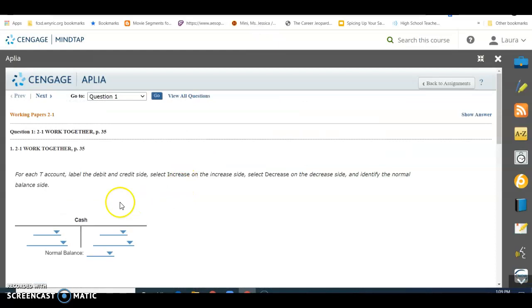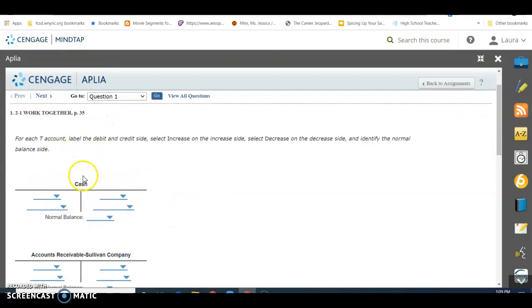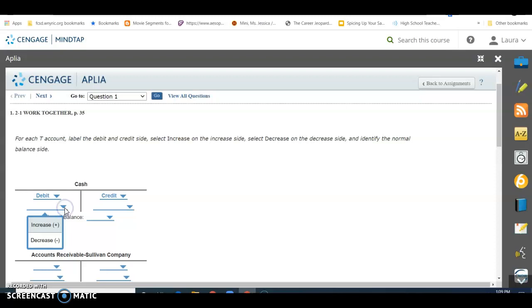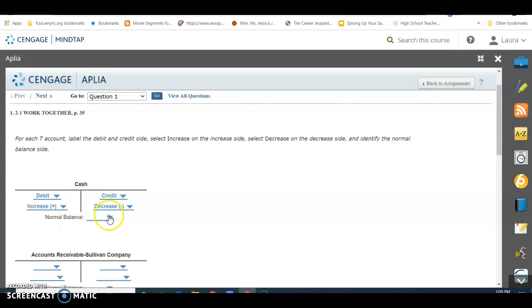This is 2-1, work together, and it's asking us to label these drop-down things. The first one is cash. We know cash is an asset, so the debits and credits won't change: the debit is on the left, the credit is on the right, and that'll be the same for every single account. For cash, we have a drop down here, and we know that the debit side of cash, because it's an asset, is the increase side. The credit is the decrease side, and the normal balance is, and I don't like the way they put it here, always going to be whatever side increases, so that's going to be the debit. That's what cash will look like, and all assets.